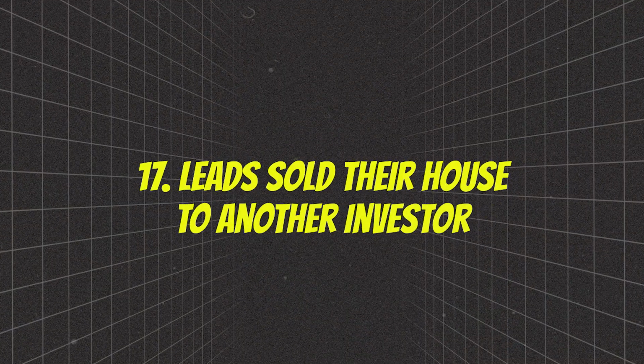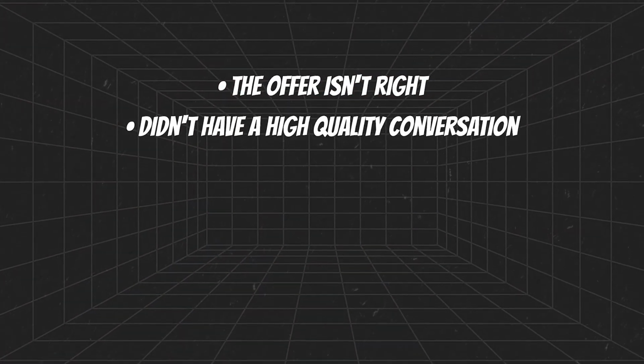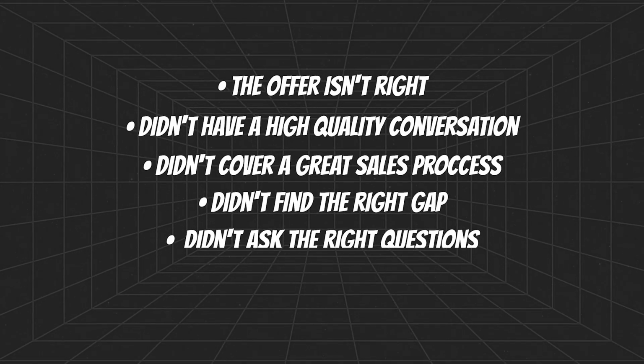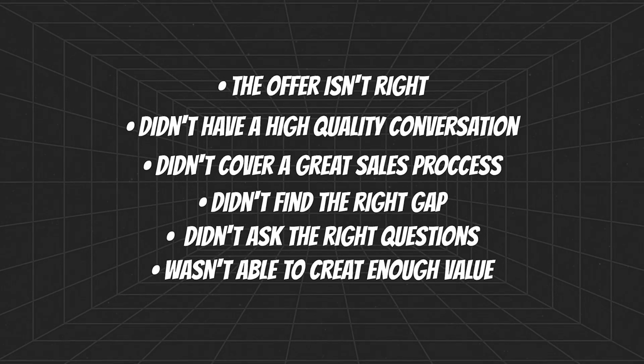Number 17, leads sold their house to another investor. And this is a big loss that a lot of clients that are not knowing exactly what they're doing have happened. So that means that either their offer is not right, did not have a high quality conversation, did not cover a really great sales process, did not find the right gap, did not ask the right Socratic questions, and was not able to create enough value for that seller in order for that seller to work with them. So if you improve your sales process, your sales systems, follow-up systems, nurture systems, your speed to lead to get that person on the phone. If you don't get people on the phone, you're never gonna have business. That's how you're gonna solve that.